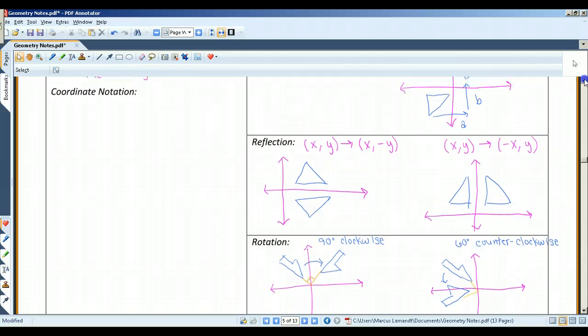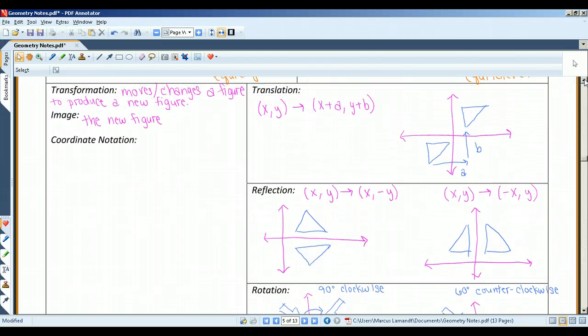Now, in a coordinate plane, a translation moves an object a given distance right or left and up or down. You can use coordinate notation to describe the translation. For example, this translation shows that the figure is translated horizontally A units and vertically B units. Okay?